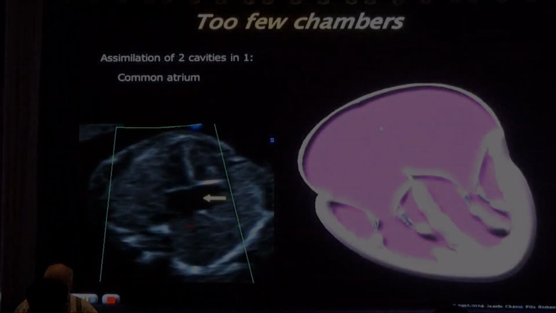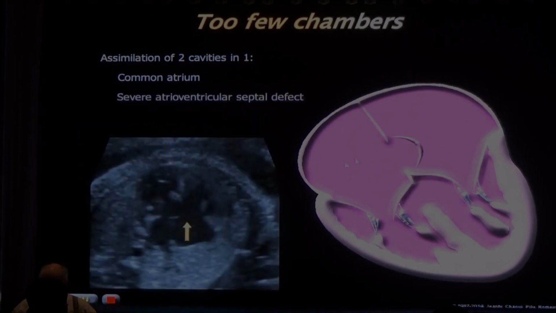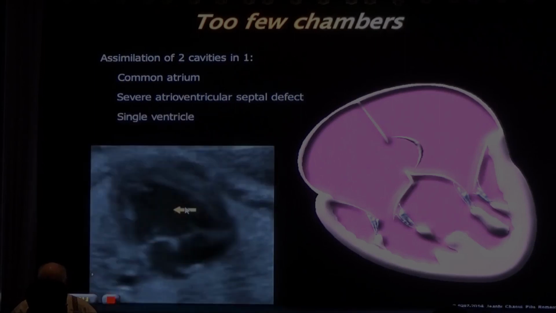Sometimes we have too few chambers. Here we have a large common atrium because the interatrial septum is missing. This is essentially an ostium secundum type of defect. Or you have nothing in between because again we have a common atrium, a form of atrial septal defect. Or you may have a single ventricle. Here we have one single ventricle, there's almost no interventricular septum, but you see we have two AV valves. This is the tricuspid valve, this is the mitral valve. So this is a double inlet single ventricle.